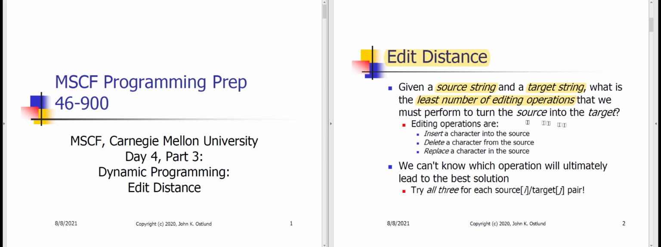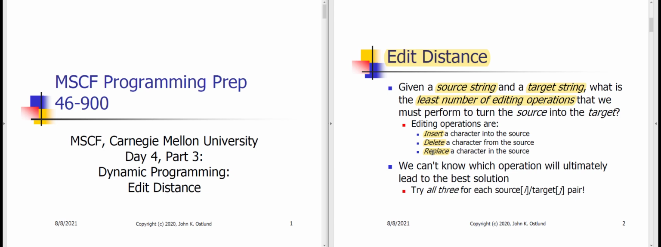Three editing operations are permitted. We can either insert a character into the source string at the current location, or we can delete a character from the source string at the current location, or we can replace one character in the source string with some other character. Generally, we're going to choose the character from the corresponding position in the target. All right?